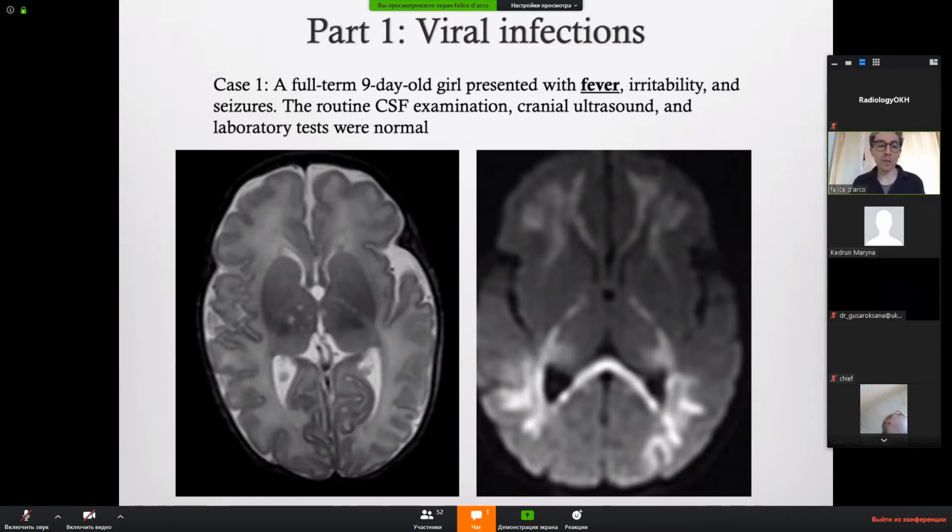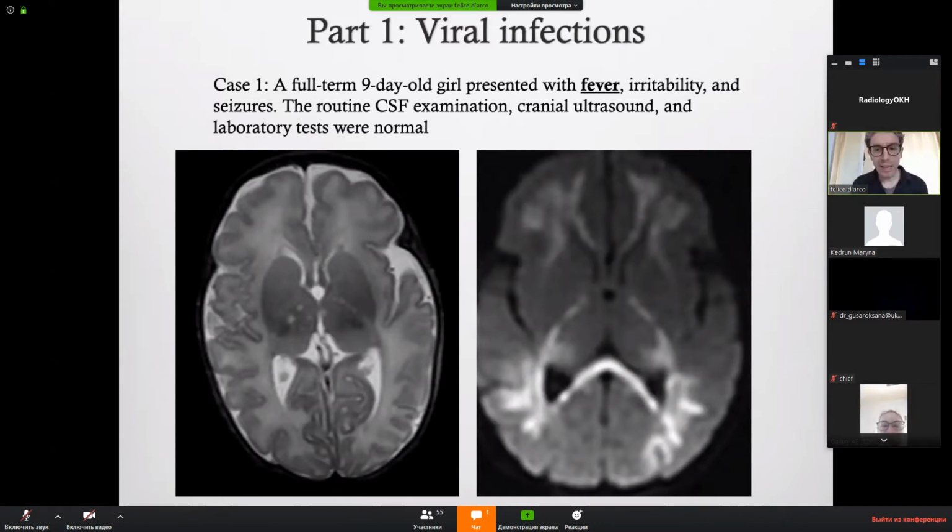So this is an MR. You can see the T2 and diffusion in a very young neonate. So basically, in a neonate, 9-day-old, and the age is very important when you see this pattern. And this is a little girl who presented with fever, irritability, and seizure, and all the tests were normal. This is always important to keep in mind. So sometimes the tests looking for infection in viral infection can be normal.